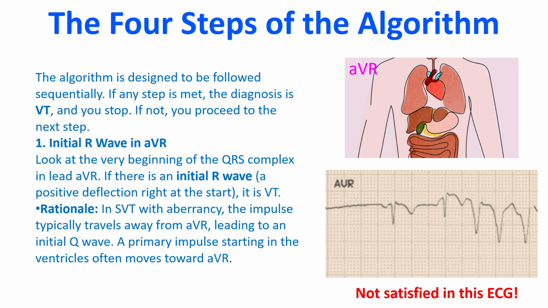Rationale: in SVT with aberrancy, the impulse typically travels away from AVR, leading to an initial Q wave. A primary impulse starting in the ventricles often moves towards AVR. You may recall that AVR is towards the right shoulder and ventricles are lower down.